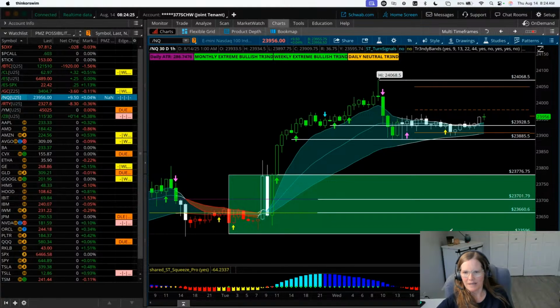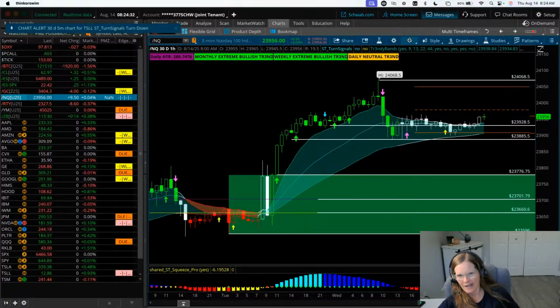A stop would be a candle close below that 23,596. For me, that wouldn't be a 5-minute candle. If I'm finding this zone on a 1-hour chart, that's a 1-hour candle. Okay.